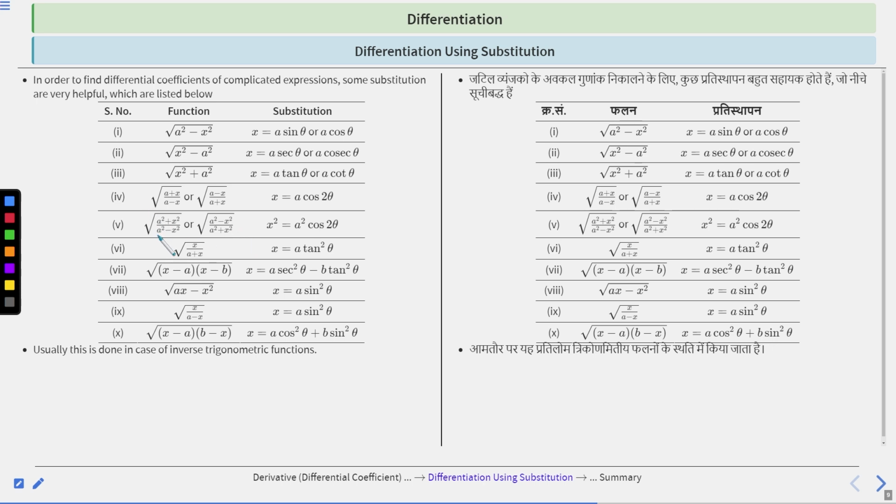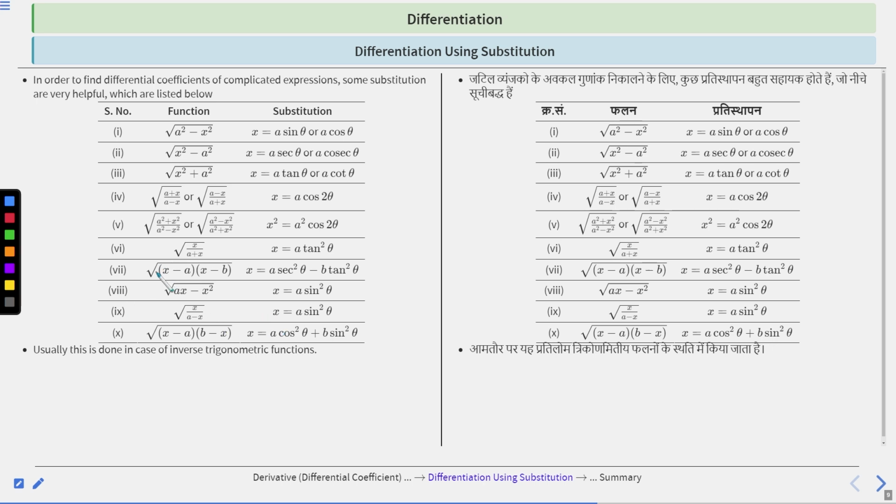Now, if any function is of the form root over a square plus x square upon a square minus x square, or root over a square minus x square upon a square plus x square, you just substitute x square is equal to a square cos 2 theta, right? If any function is of the form root over x upon a plus x, then you just substitute x equal to a tan square theta, right?